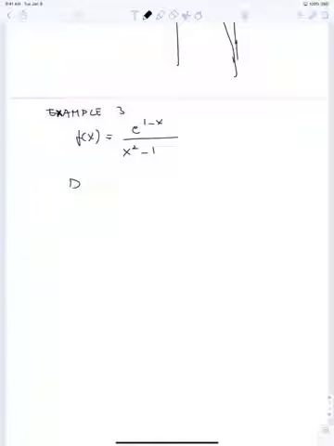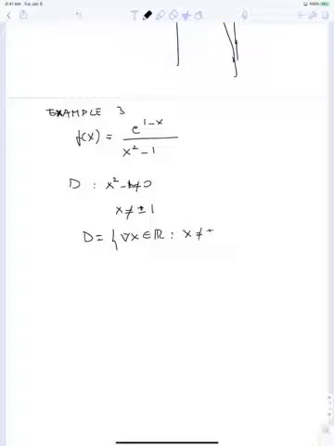Well, here we have to study the domain. We know that exponentials are defined for all the values of x as long as the exponent exists. But then here we have to determine that the values of x are such that the denominator is not equal to 0. So this is going to be x, which is not plus 1 or minus 1. So the domain is equal to all the x in R such that x is different than plus or minus 1.